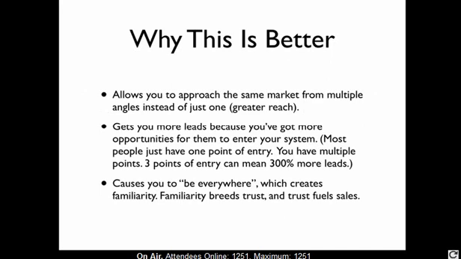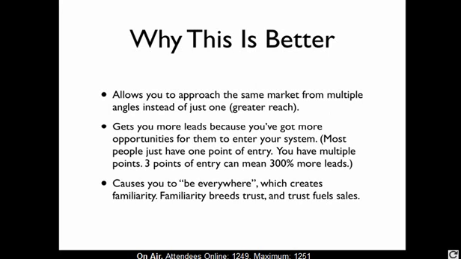Now, also, it gets you more leads because you've got more opportunities for people to enter your system, right? Most of the time, people just have one point of entry, that one report. If you have multiple reports, multiple points of entry, let's say instead of one point of entry you have 3 points of entry, that means you could get up to 300% more leads just by following the strategy.